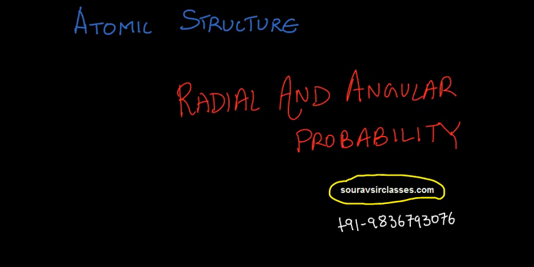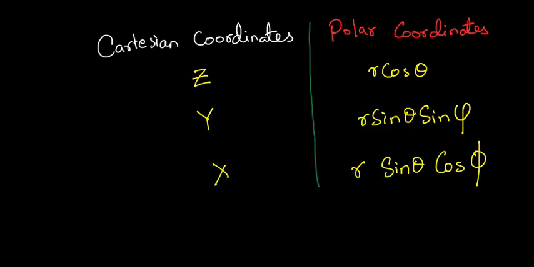Welcome to Schrödinger's classes. Today we'll be learning about radial and angular probability. Now, before proceeding further, we need to see the relation between Cartesian coordinates and the polar coordinates. z is r cos theta, y is r sin theta sin phi, x is r sin theta cos phi. Let us see what we derive from this.